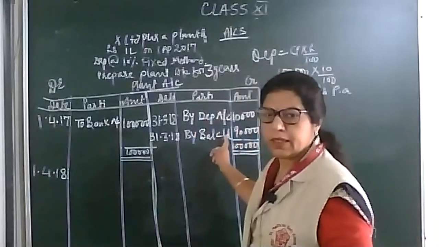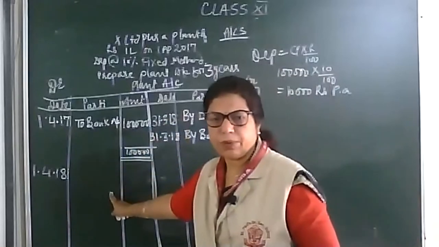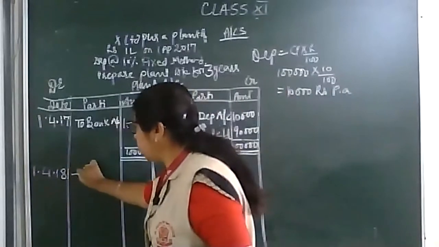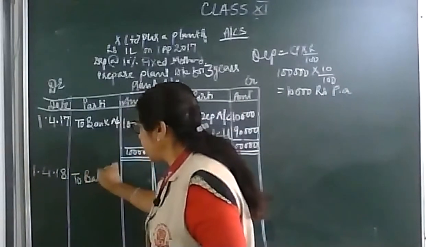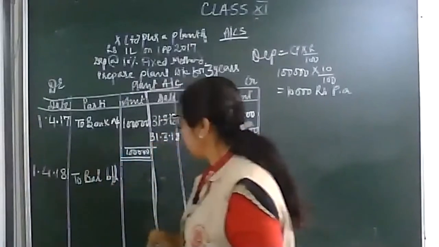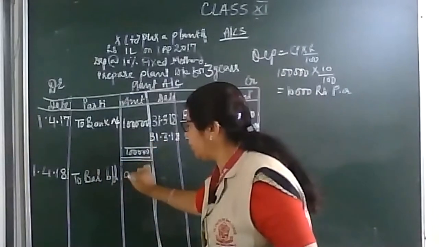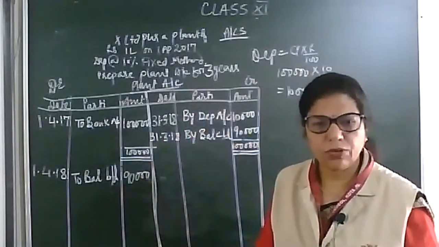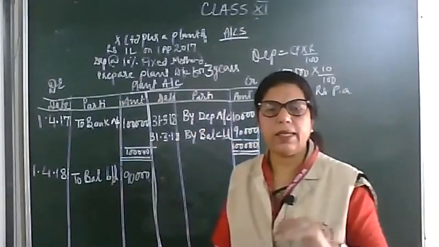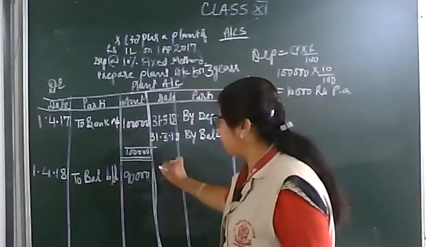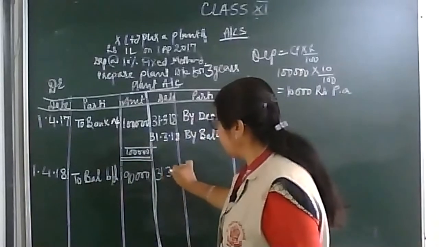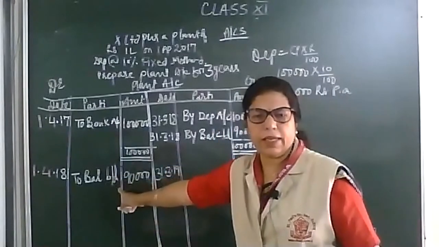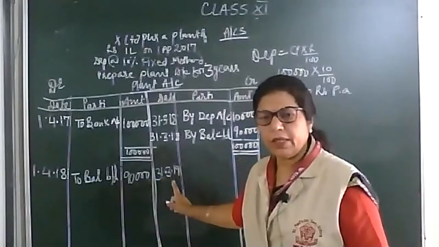Now this balance will be brought down. This balance will be brought forward to balance BD. This balance will come out here for 90,000 rupees. Now again the year ends and that will become 31st March 19, because the opening date is 18, so the closing date will be 19.